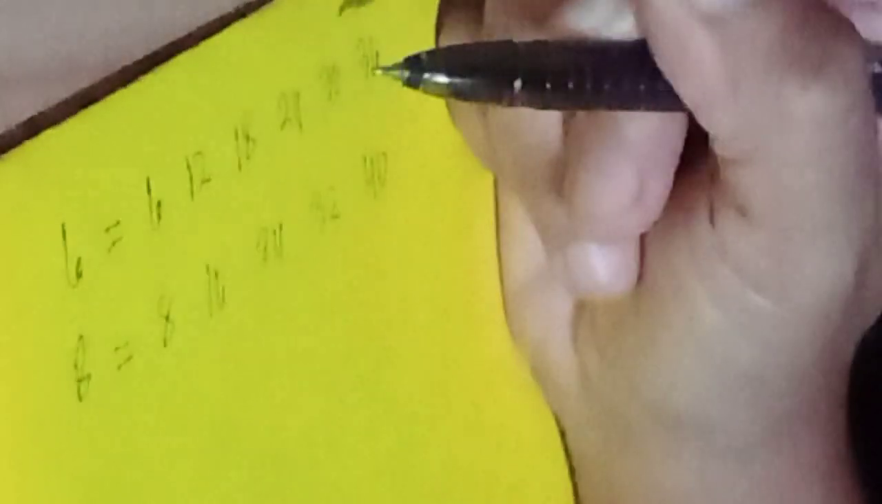Next, we get the multiples of 8: 8, 16, 24, 32, 40. As we can see, they have common multiples of 6 and 8. We can see here the number 24. So, 24 is the least common multiple of 6 and 8.